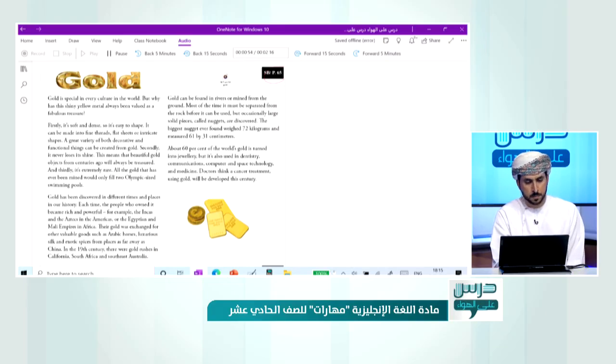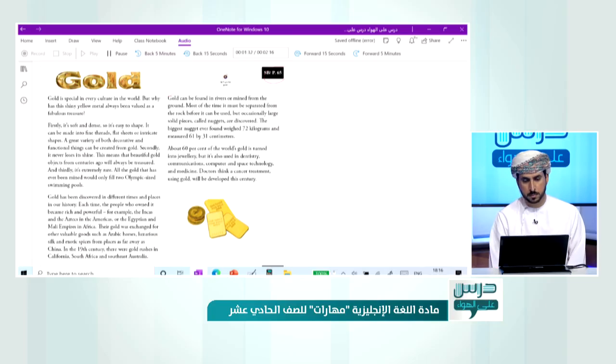Gold has been discovered in different times and places in our history. Each time, the people who owned it became rich and powerful. For example, the Incas and the Aztecs in the Americas, or the Egyptian and Mali empires in Africa. Their gold was exchanged for other valuable goods, such as Arabic horses, luxurious silk, and exotic spices from places as far away as China. In the 19th century, there were gold rushes in California, South Africa, and Southeast Australia.